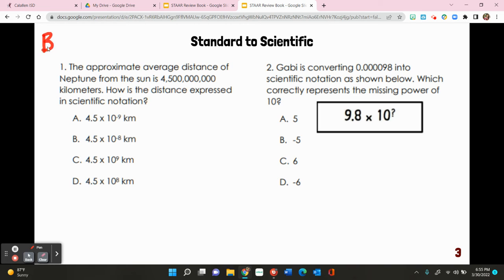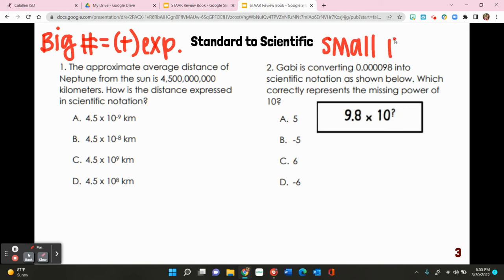So again, really quickly, big number equals positive exponent. I'm going to put positive exp. If we have a very small number, we should have a negative exponent. Looking here, I see that this is a very big number. I have 4,500,000,000. The fact that this number is very big is telling me that my exponent should be positive. So looking at my answer choices, I know I can automatically eliminate A and B.